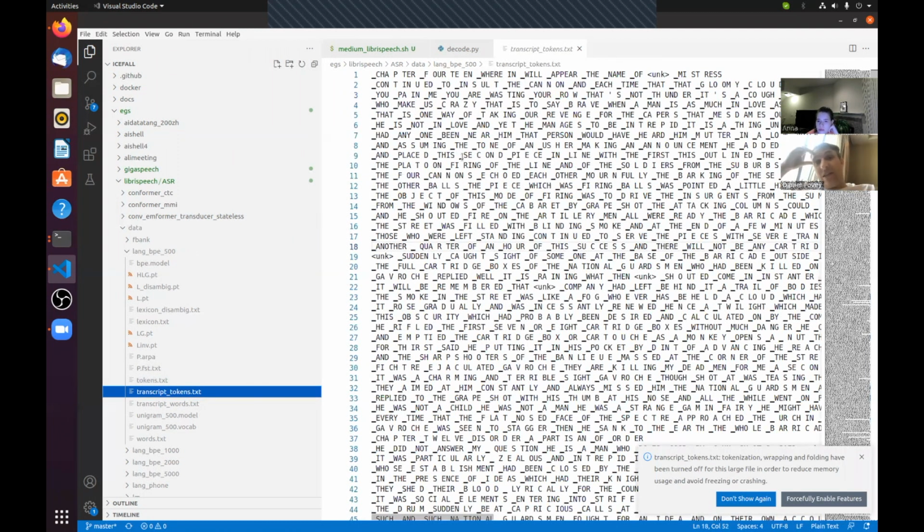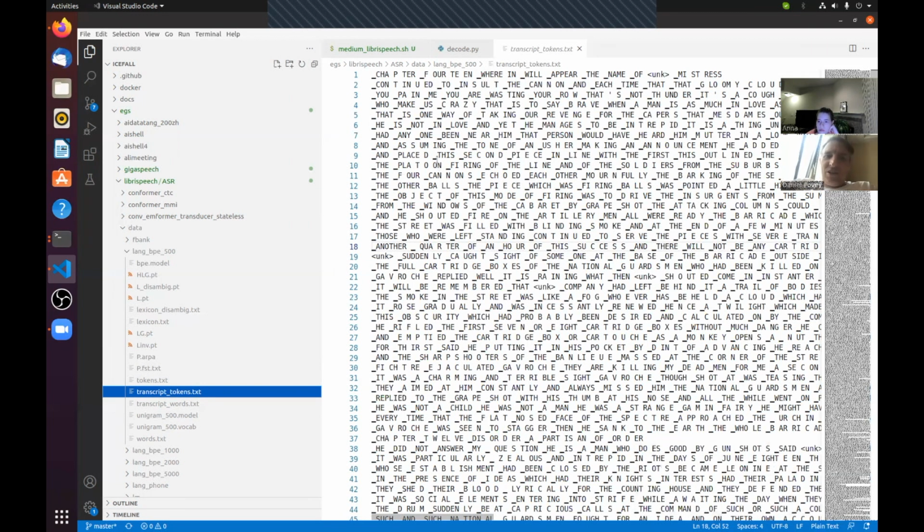Okay, transcript tokens.txt. These are the training transcripts that have been turned into BPE pieces. If you look at these, you can see that each underscore corresponds to the start of a word. This exists here because we created it when we wanted to build a language model. We don't actually need it at this point. We could have deleted it, but we kept it around so you can see.